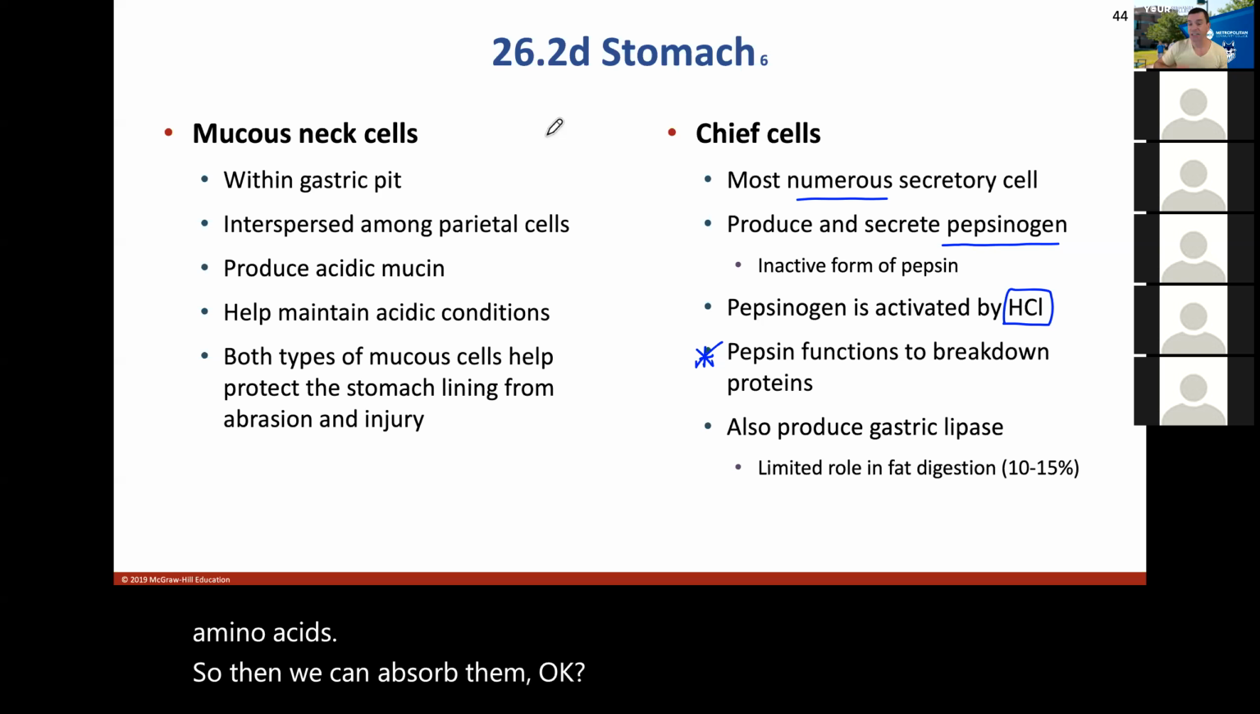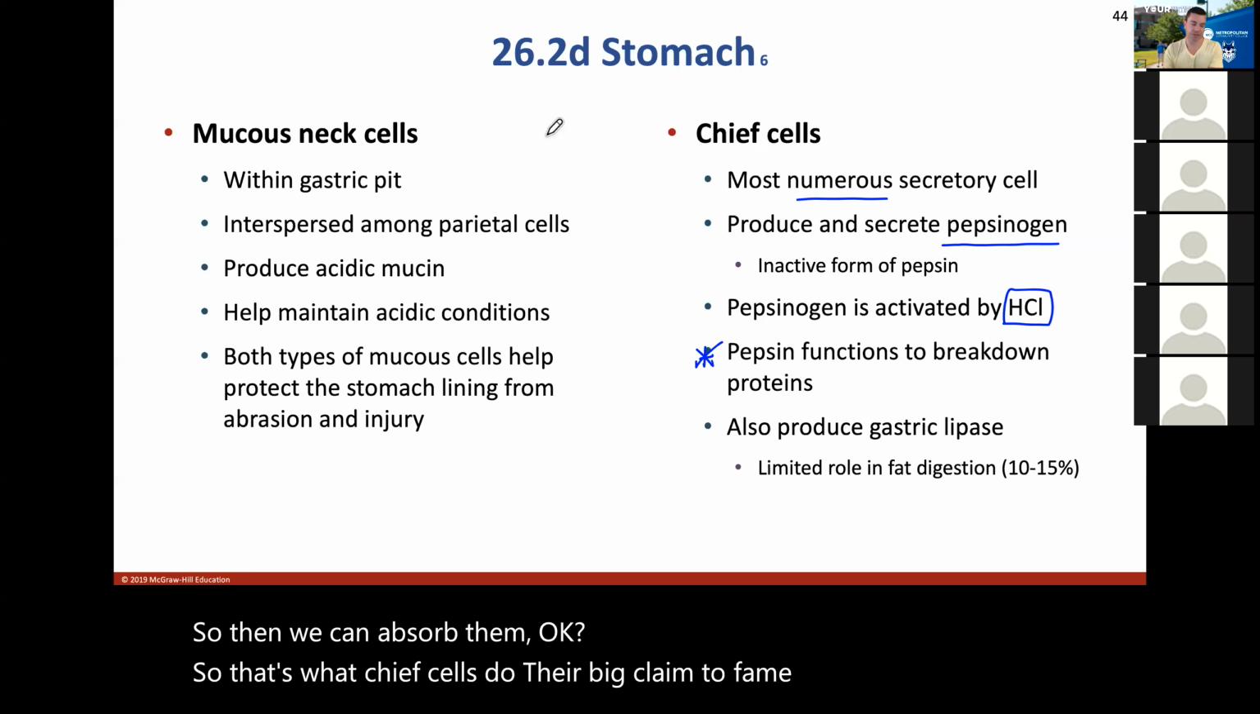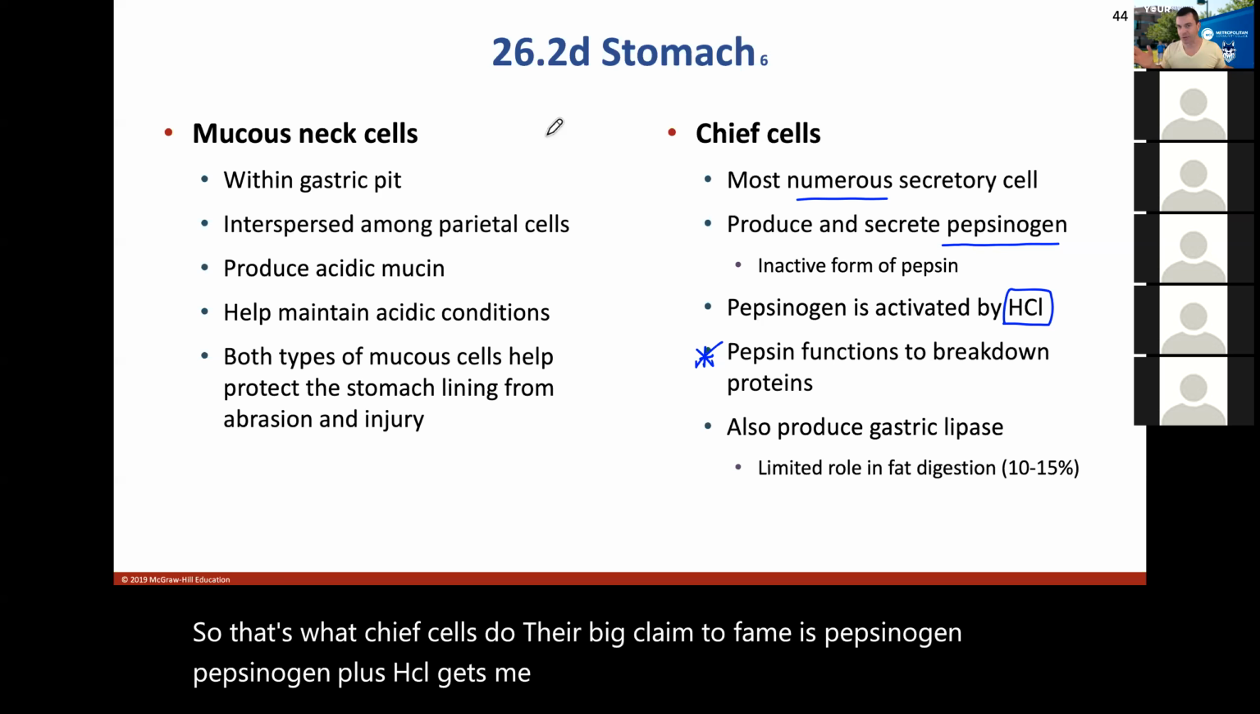So that's what chief cells do. Their big claim to fame is pepsinogen. Pepsinogen plus HCl gets me pepsin. Pepsin breaks down proteins.